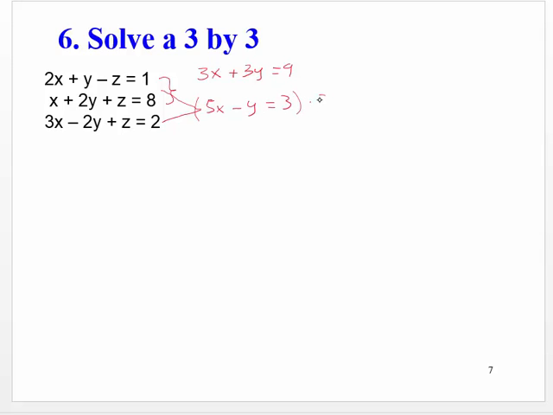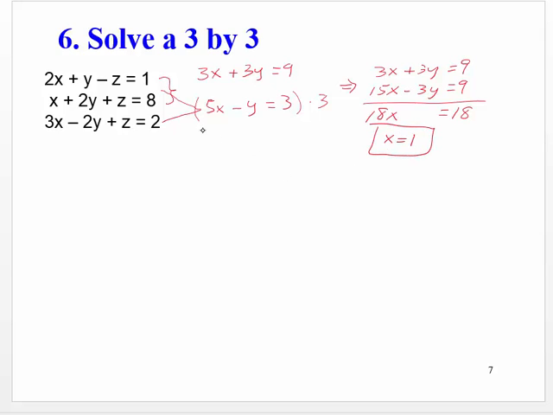So if I multiply this one by 3, this one just comes over: 3x plus 3y is equal to 9. Again, I multiply each term: 15x minus 3y, see I'm eliminating the y's, is equal to 9. We add them up. 18x, the y's eliminate, is equal to 18. So we get x is equal to 1.